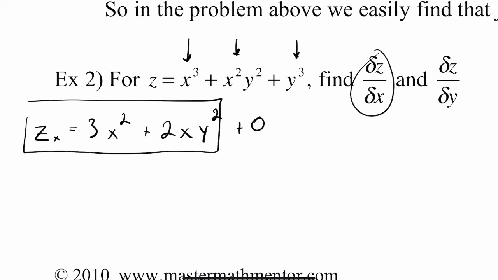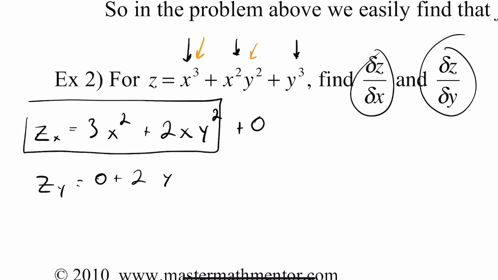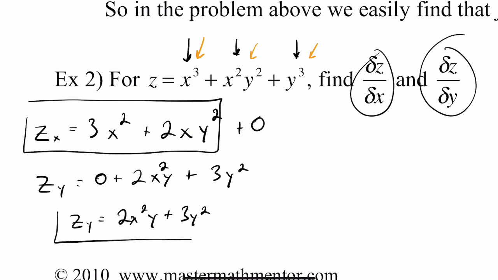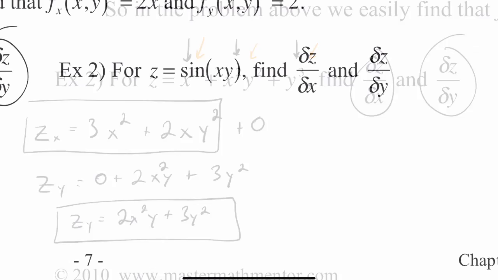So now let's look at del z del y, which I'll just write as z_y. This first term, x cubed, doesn't have a y in it. So the derivative of that with respect to y would just be 0. The derivative of y squared would be 2y, and then that x squared just gets copied down. And then the third term, y cubed, the derivative of y cubed would be 3y squared. So that would be our answer. z_y would be 2x squared y plus 3y squared.